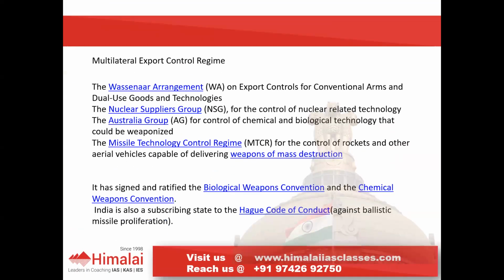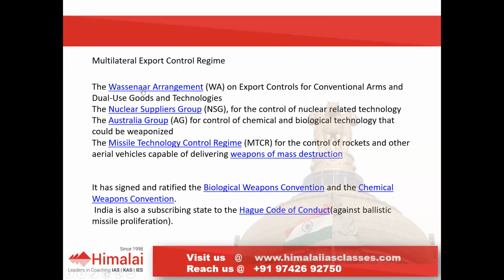Then the next one is the multilateral export control regime. The first one is the Wassenaar Arrangement. So what does this export control regime mean? Here, weapons of mass destruction, whether nuclear, biological or chemical weapons, and conventional arms, lead to mass destruction. That is why the export of this technology, these materials and equipment has to be controlled. For that control, there are these groupings, these organizations, we can say.